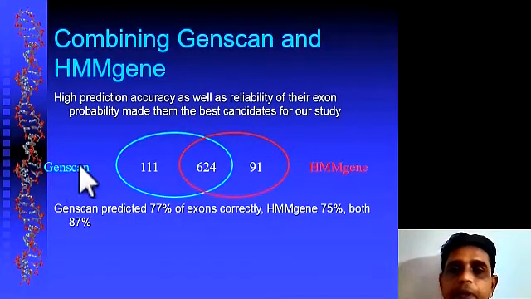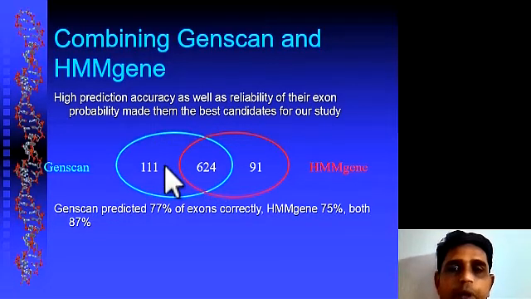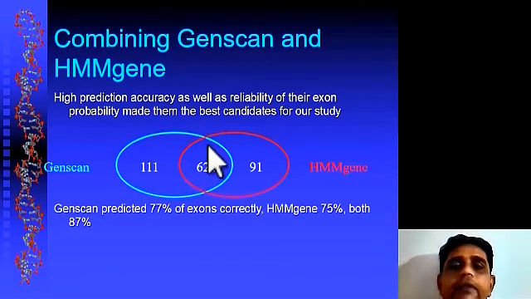For example, with the help of GeneScan, in my genome, I am getting 624 plus 111 genes. Suppose I am using the hidden Markov gene based method and I am getting 624 and 91. When I compare the genes predicted by these two methods, I find that 624 genes are common between both of them. So the 624 genes that are there are precisely identified by two methods. So that would be more accurate in comparison to the remaining 111 and 91, right?